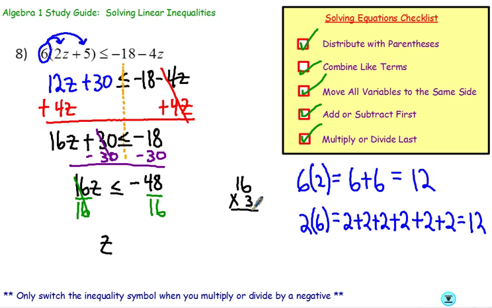Well, multiply it out. 16 times 3. 6 times 3 would be 18. Carry the 1. Right? 3 times 1 is 3. Plus 1 would be 4. So, yeah, it's 48. So, nothing wrong with doing a little scratch work to check that out. Signs are different, so we know it would be negative.